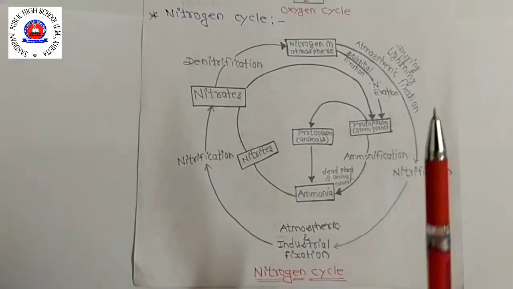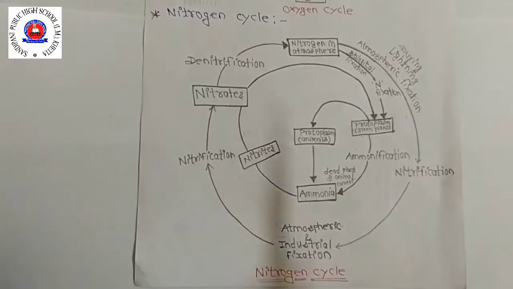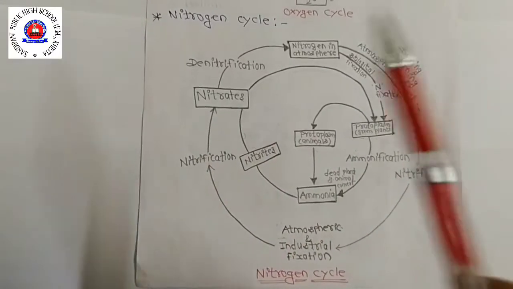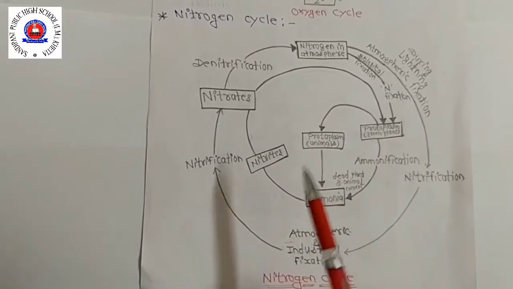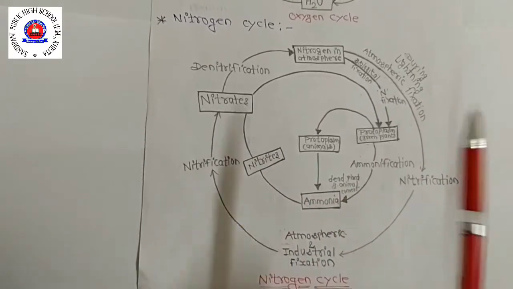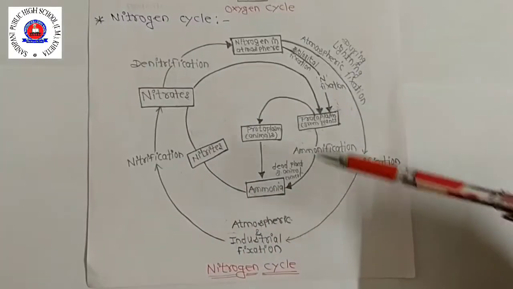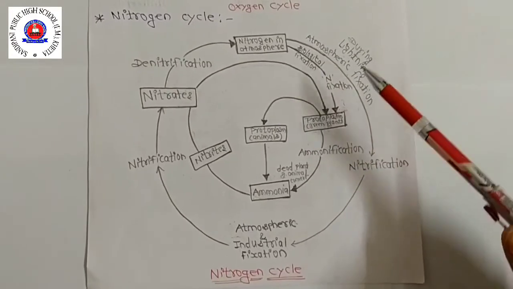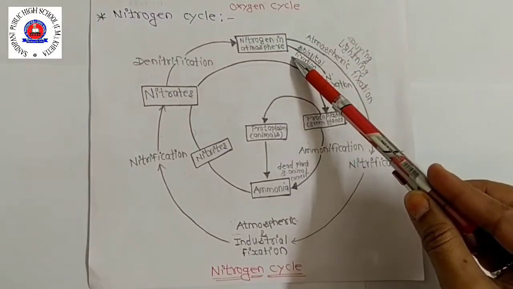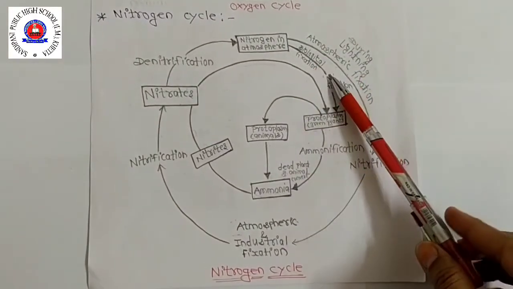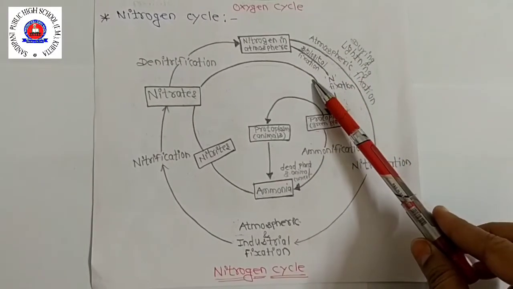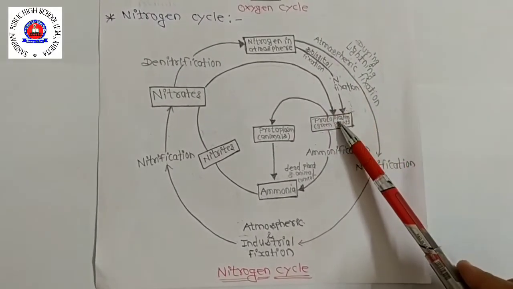The nitrogen cycle is called the perfect cycle in the biosphere because it maintains the overall amount of nitrogen constant in atmosphere, soil and water. Now I explain about that simply. For nitrogen in the atmosphere there are two types of fixation, atmospheric fixation and biological fixation. So first we study the biological fixation.